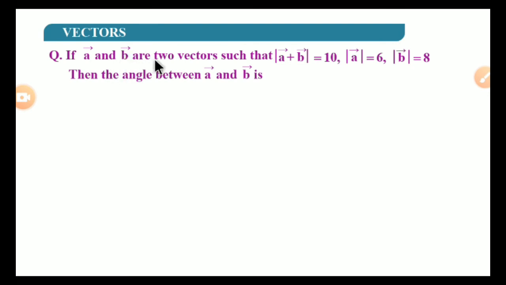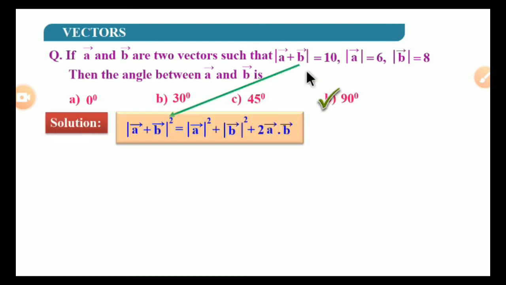If A and B are two vectors such that magnitude of A plus B is equal to 10, magnitude of vector A is equal to 6, magnitude of vector B is equal to 8, then the angle between A and B is: first option 0 degree, second option 30 degree, third option 45 degree, and the last option 90 degree. So it is 90 degree. Now we'll go for the solution of this given question.